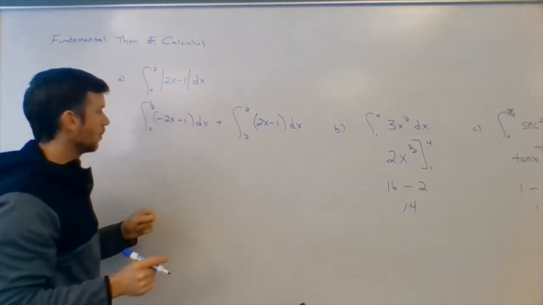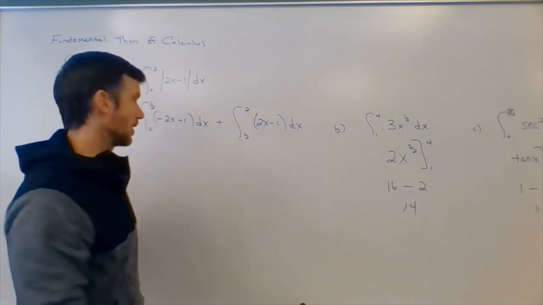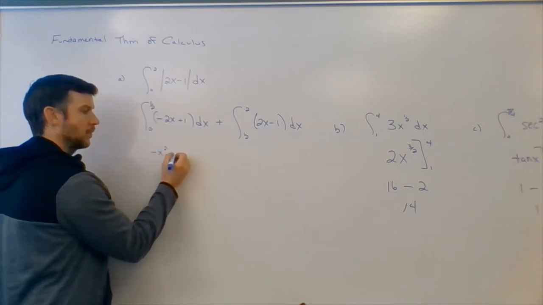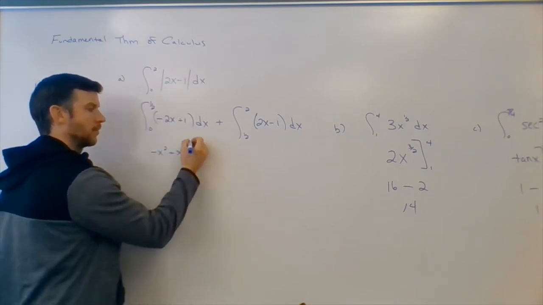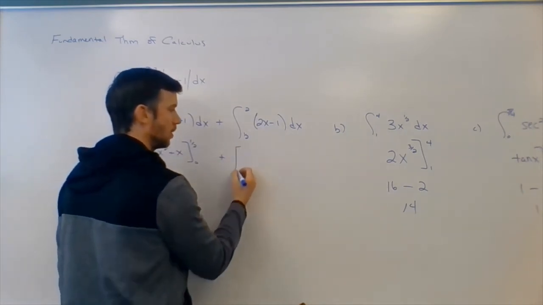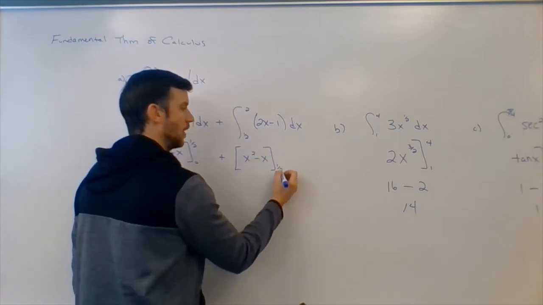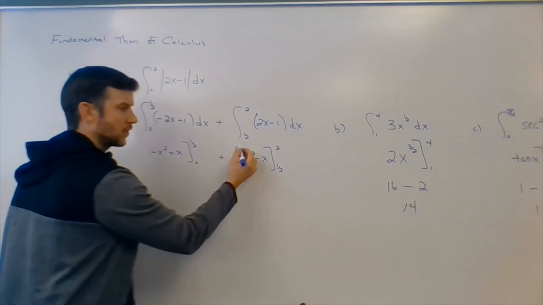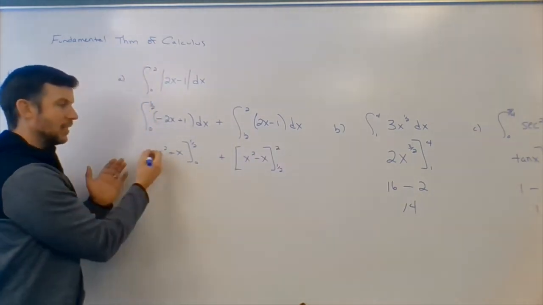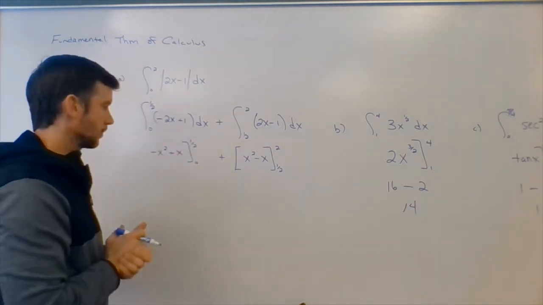Using my second fundamental theorem, all I have to do now is the antiderivative evaluated at these spots. So this first one is going to be negative x squared plus x from 0 to 1/2. Over here, this is going to be x squared minus x from 1/2 to 2. And I put this front bracket on there just because I was adding. I wanted to show you this is the separate piece. If it's just that, you don't need to put that front bracket on for notation purposes.